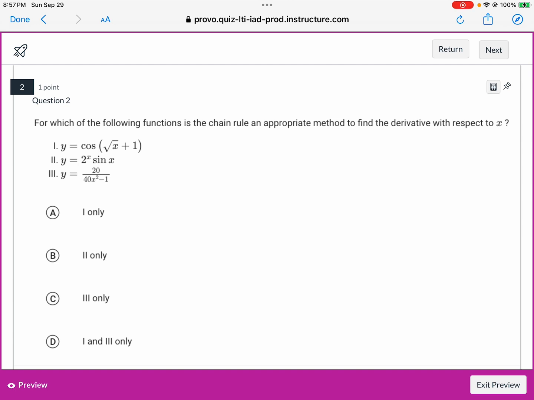Now 3 is the tricky one, because you might say no, because it's a quotient. While that is true, you can use the quotient rule. Chain rule would still be an appropriate method if you rewrite the expression. If you bring the expression in the denominator, the 40x squared minus 1, you can bring that to the numerator if you put it in parentheses and put it all to the negative 1 power. And in that case, it would be an appropriate method to use.